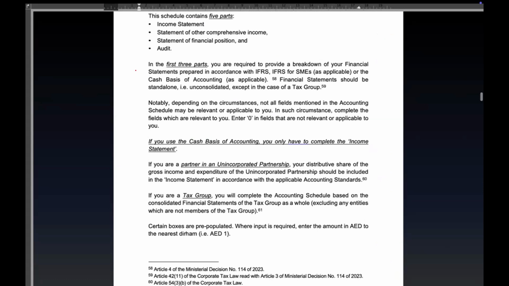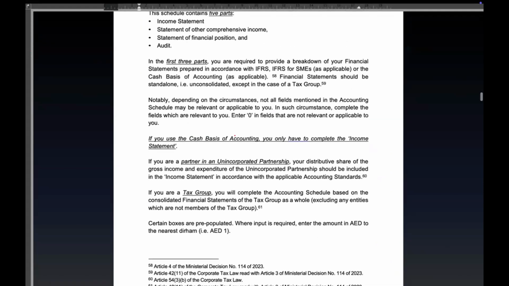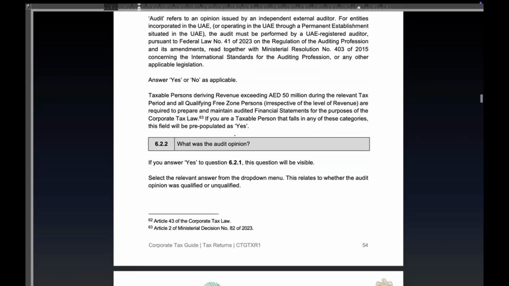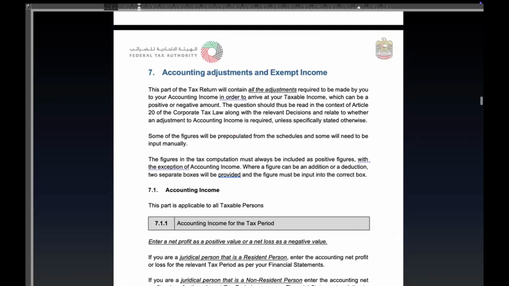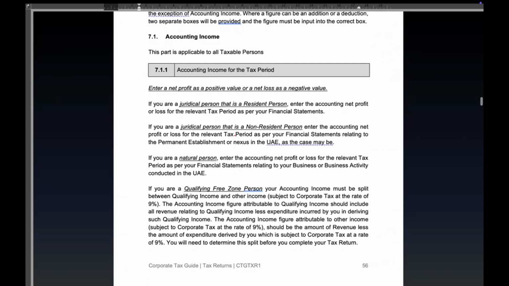Accounting standards are there: income statement, statement of comprehensive income, financial position, and audit. Audit we have discussed in detail. What is the requirement for the audit? Opinion. Okay. Accounting adjustment, exempt income. We need to make adjustment.